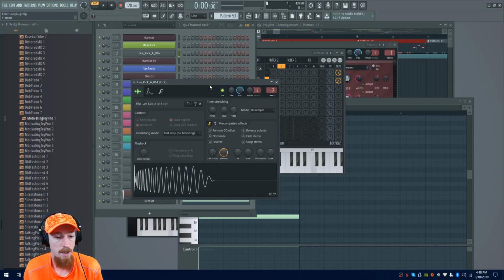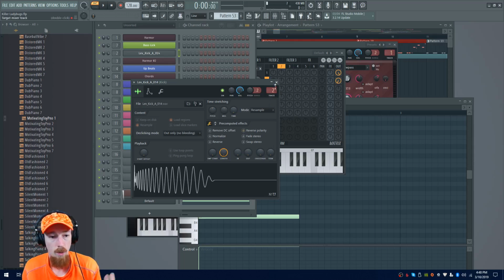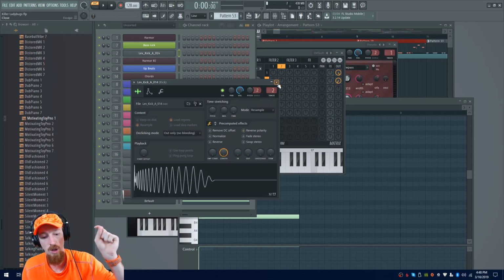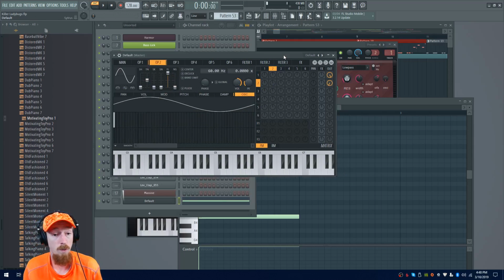FL actually has a reverse polarity button. And if we look here, we're just flipping it. So this was up, now it's down. And that can often fix things as well. Really common trick. If you're at a console, there's usually a button for polarity flip, and you can do that. But here, what we're gonna use it for is to perfectly phase cancel these two waves.